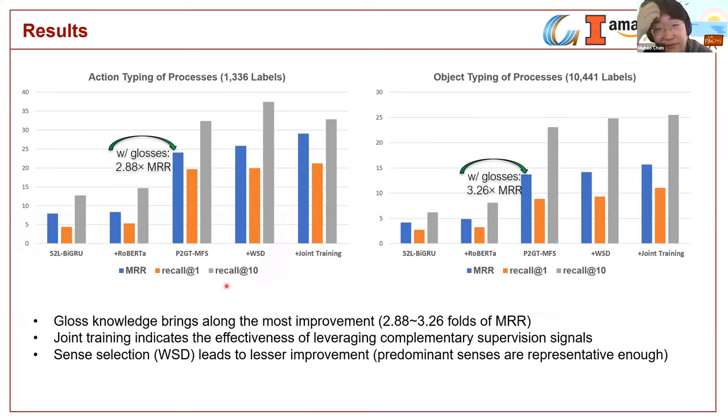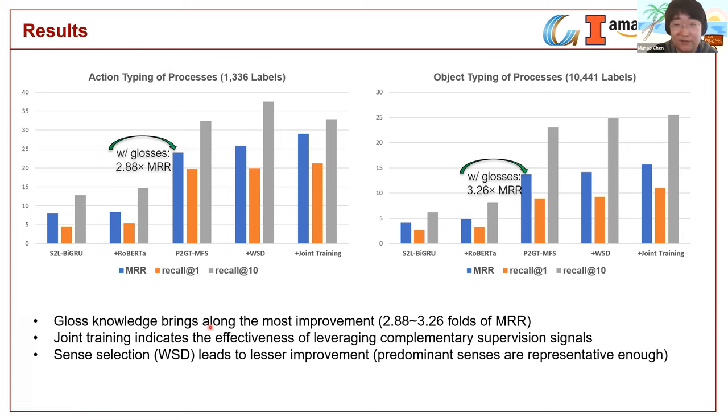Specifically, we do see that the indirect supervision here, which is based on gloss knowledge, does bring the most improvement, about 2.9 to 3.3-fold on mean reciprocal rank. You also see that joint training leads to notable improvement. Also, word sense disambiguation here leads to lesser improvement, because the predominant senses are often representative enough to jumpstart the representation of a label. So these are some findings in experimentation.